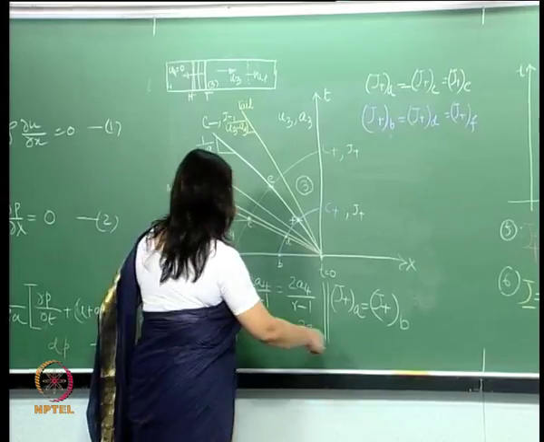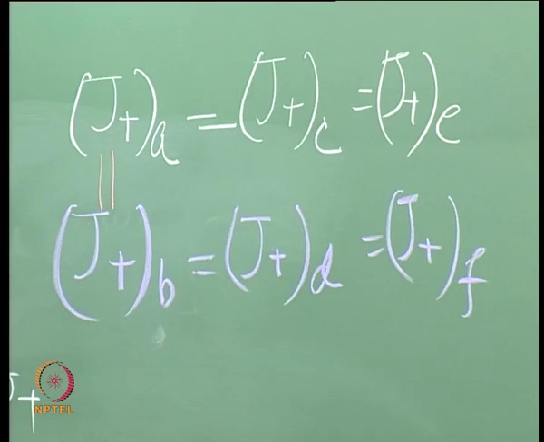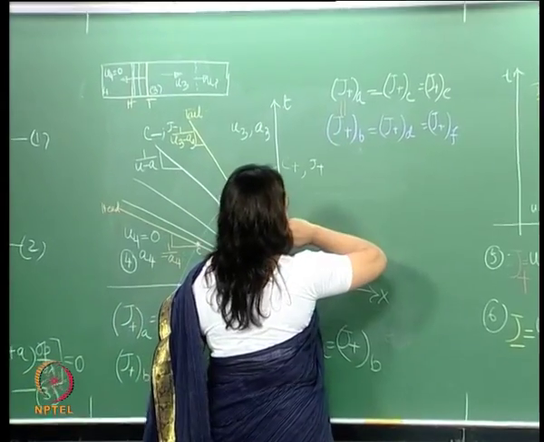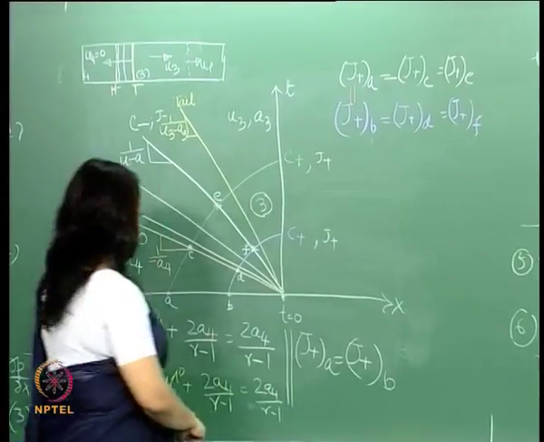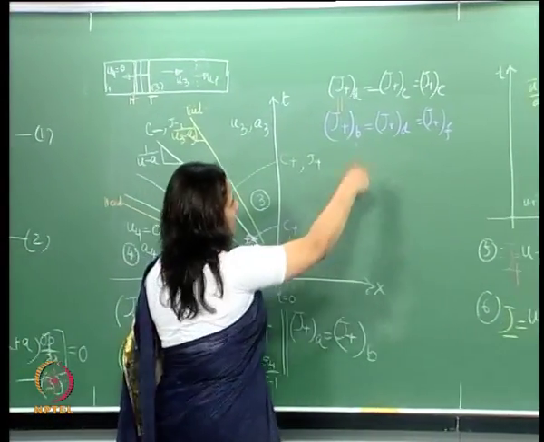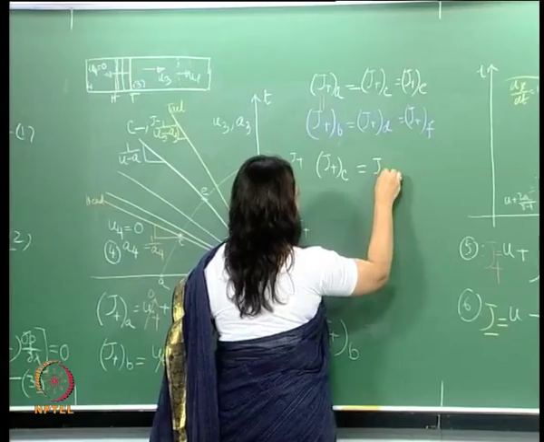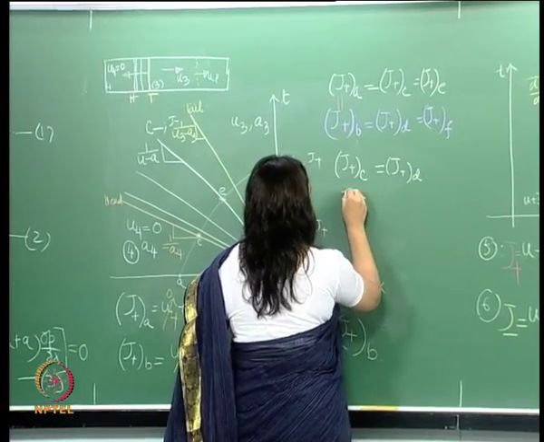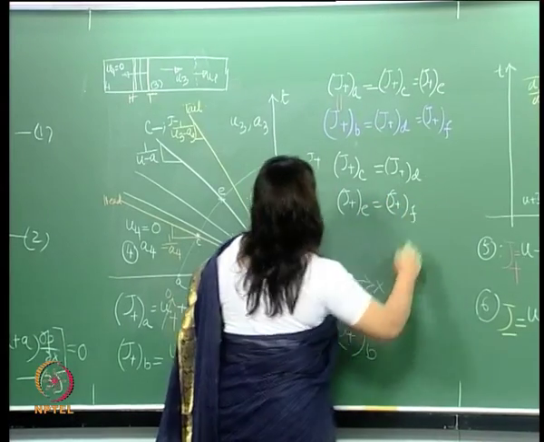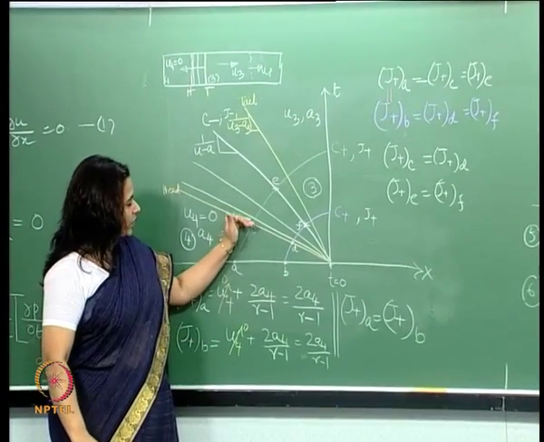Now, again, since we know that these two are equal to each other, isn't it? If that is true, then these two are also equal. So if A is equal to B, therefore from here we can also write that J plus C is equal to J plus D and J plus E is equal to J plus F. Isn't that true? So now these two are equal to each other. Okay, then we move out here.